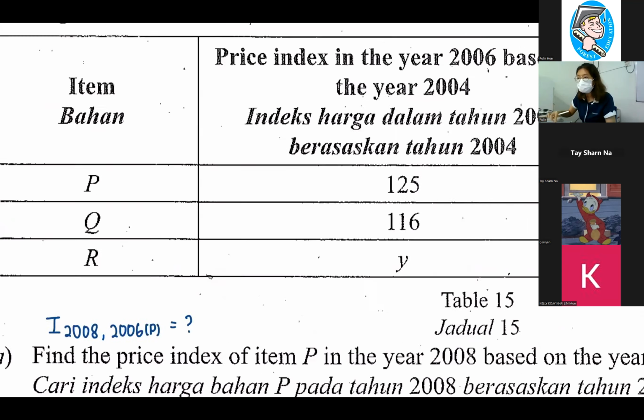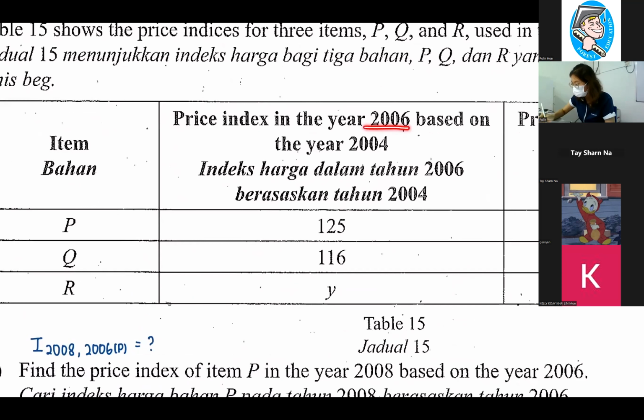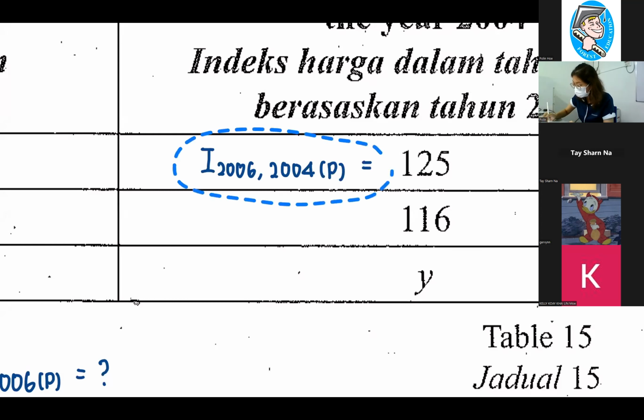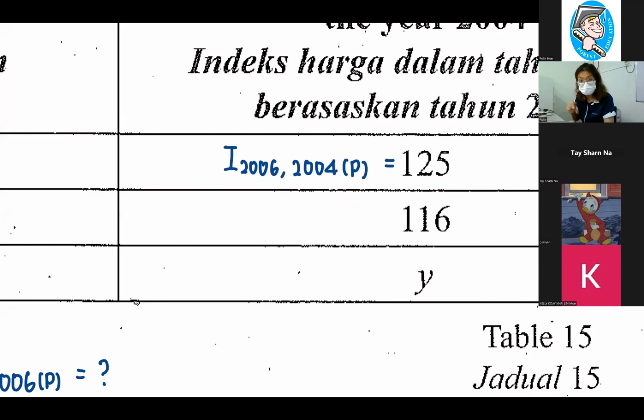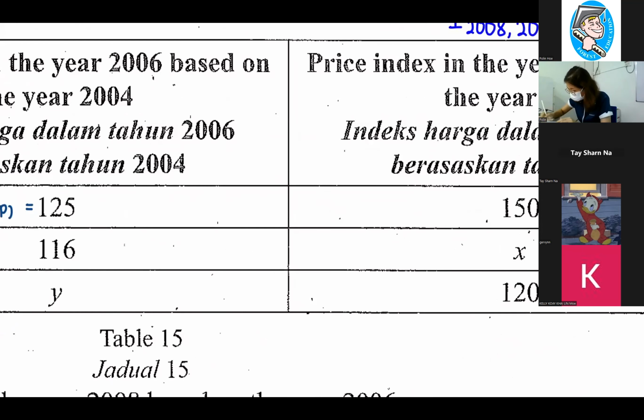OK, from the question, what we have for item B: item B, 2006 based on 2004, equals 125, right? And the second part, 2008 based on 2004, equals 150. You got these two pieces of information.